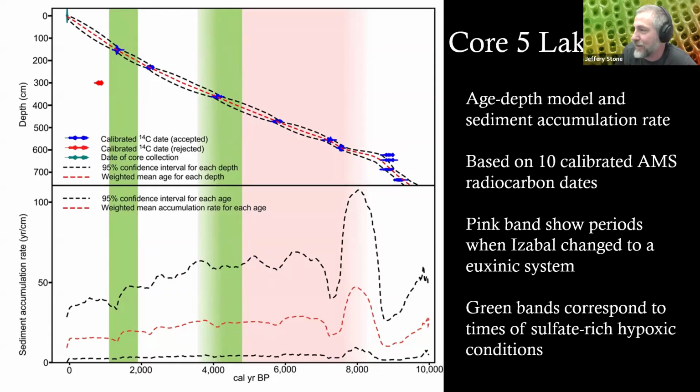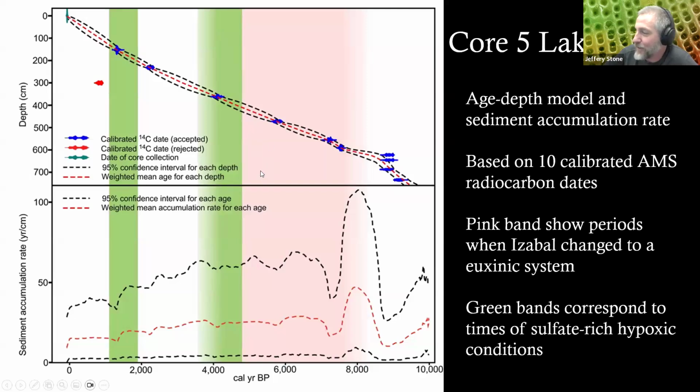This is a 10 radiocarbon age model, AMS dated. You can see this red one was actually thrown away because the date seems to be very old relative to the rest of the dates that are here, but we use the rest of the dates to create our age model. And throughout the rest of the talk, there'll also be these pink and green bands that move across the core. Here it's sideways, but it's because it's showing us the depth.